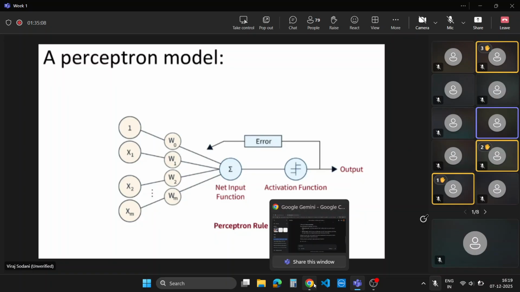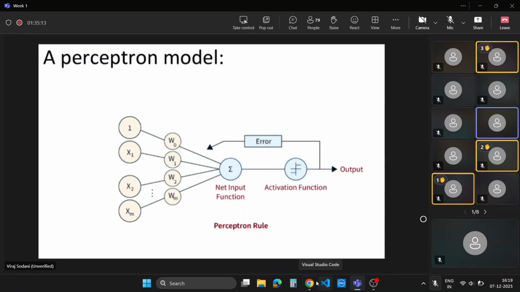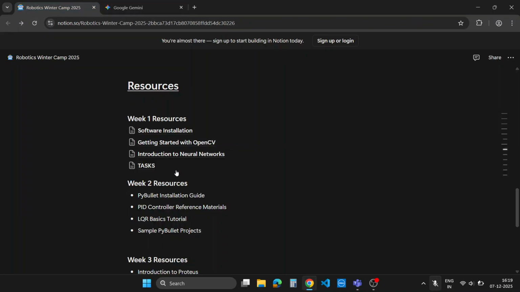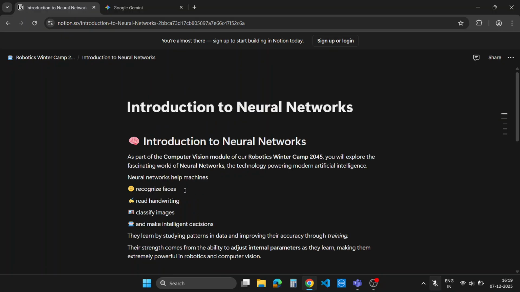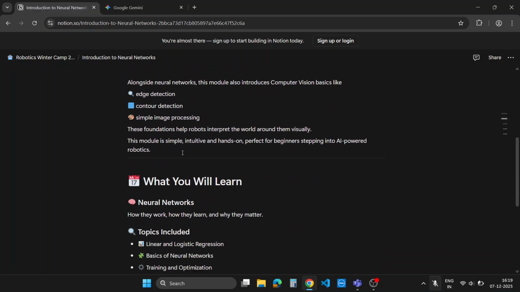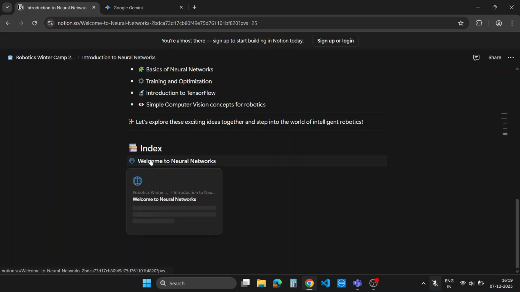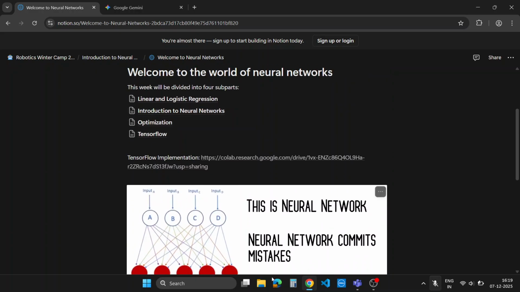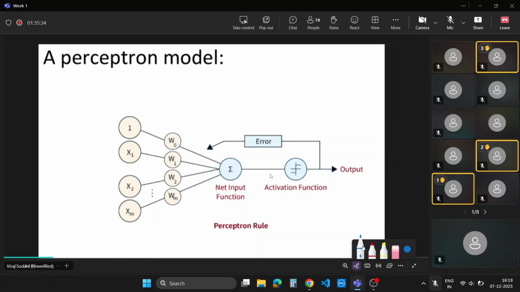So a perceptron model, the same thing. X1 is the input, X2 is the input, and W1, W2, Wm, the same thing. The intensity with which the input will be deciding the output is nothing but the weight. Here you can notice W naught. Just a minute. So this W naught is nothing but bias.